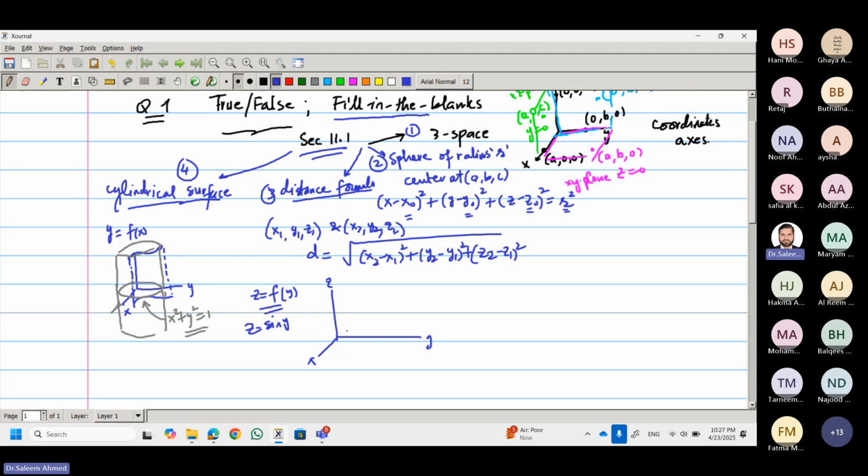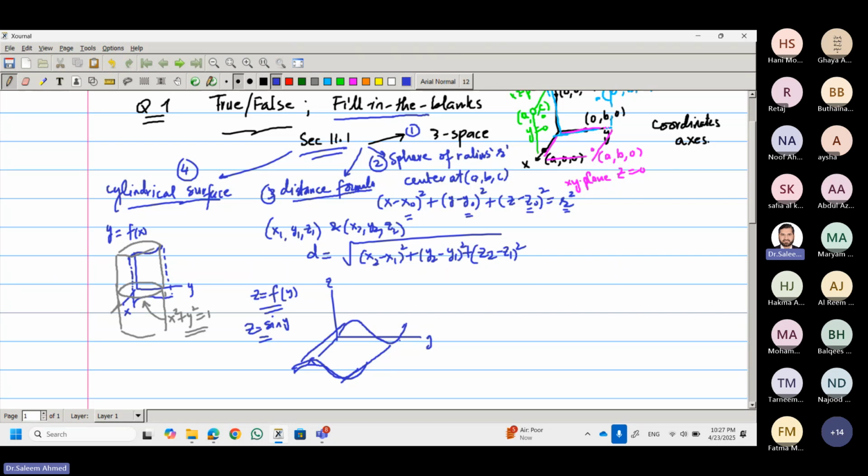Right? So we know that sine y has this type of equation, in the y and z directions, but x is missing. So in 3 dimensions, you have to extend it in x direction like that. So it will be similar like that, okay? It will be a sine curve.